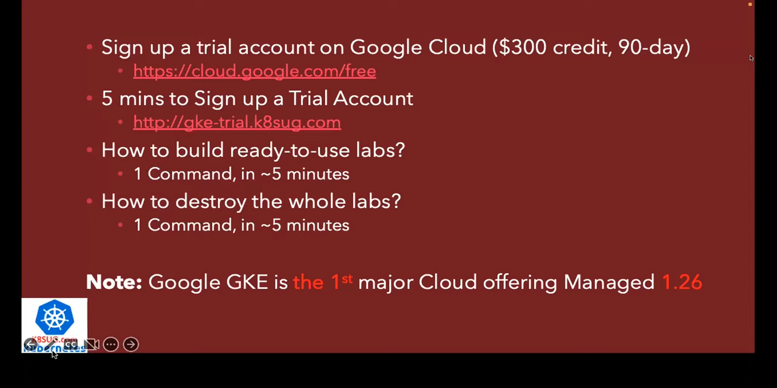Now let me show you how it works. At the bottom of the screen, you can see Google GKE is the first major cloud offering managed Kubernetes 1.26, the latest Kubernetes version. Google is always the first to release. Typically, when upstream Kubernetes releases a new version, they release the latest GKE version in about 4 to 6 weeks, while some other bigger cloud providers can take a few months or even longer. I will use Google Cloud as an example.